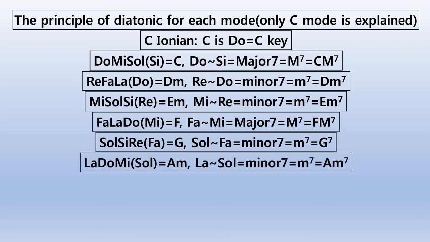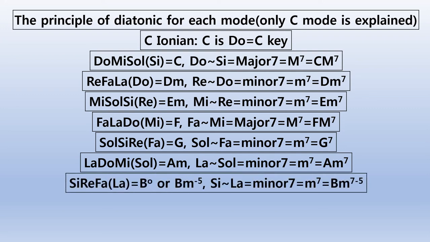The sixth la do mi triad is A minor, and the above note sol is a minor seventh from la, so la do mi sol is A minor 7. The seventh si re pa triad is B diminished or B minor flat 5, and the above note la is a minor seventh from C, so si re pa la is B minor 7 flat 5.